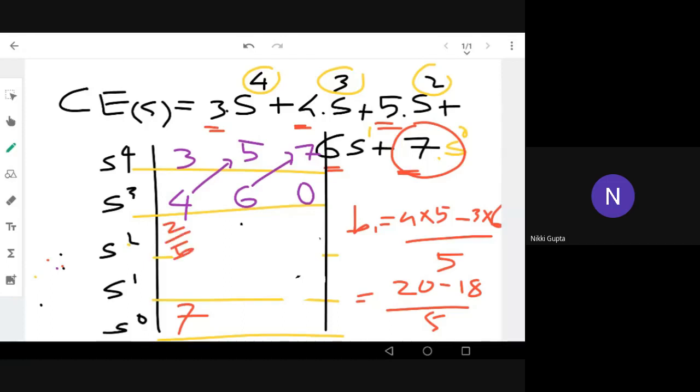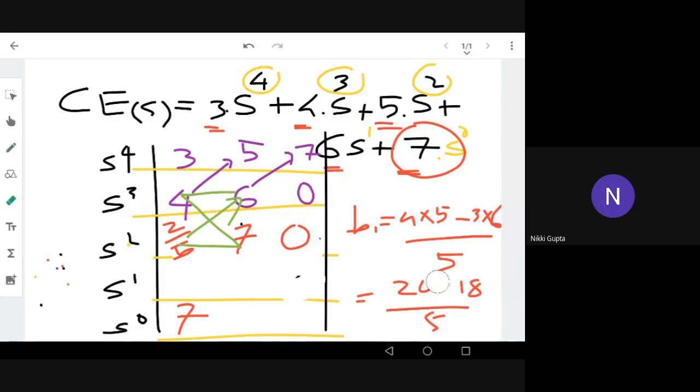Now what about B2? B2 is 4 into 7 minus 3 into 0 divided by 4. That is nothing but 4 into 7 divided by 4, 7. Right? Last element definitely we know is 0. Now what about C1? C1 is 2 by 5 into 6 minus 4 into 7 divided by 2 by 5.